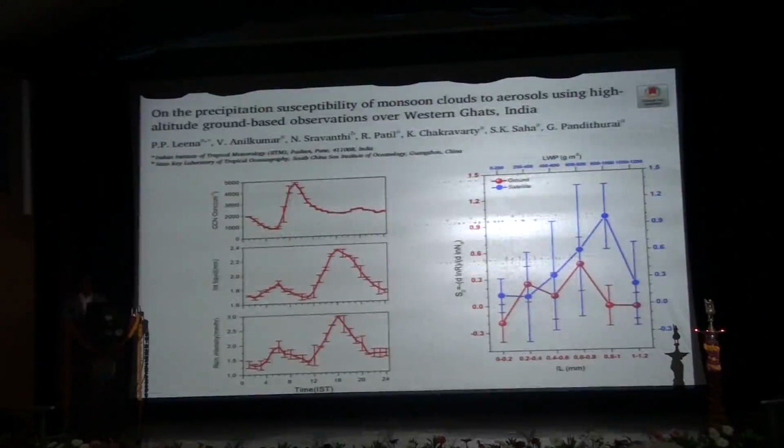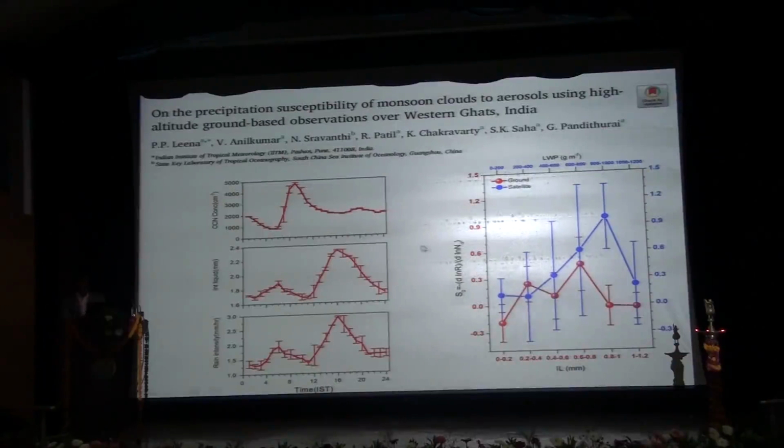We also tried to look at the role of aerosols in monsoon clouds. If you look at the average seasonal diurnal variation of cloud condensation nuclei or the integrated cloud liquid, we could see a different pattern. This is the observed rain intensity over the site, and you can see there is an effect of aerosols in the precipitation, but it still needs to be explored further.